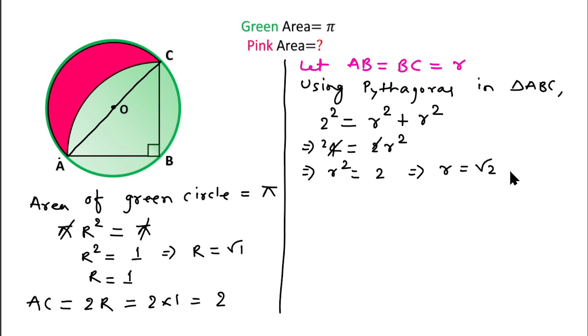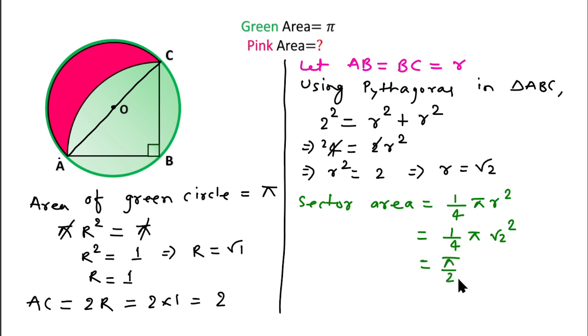Now after this I will find the area of this sector ABC. So area of this sector will be, sector area is equal to 1 by 4 pi r square, since it is a quarter circle. So 1 by 4 pi, r is root 2, so root 2 square is 2, 2 will cancel 4 in 2 times, so pi by 2. Sector area will be pi by 2.